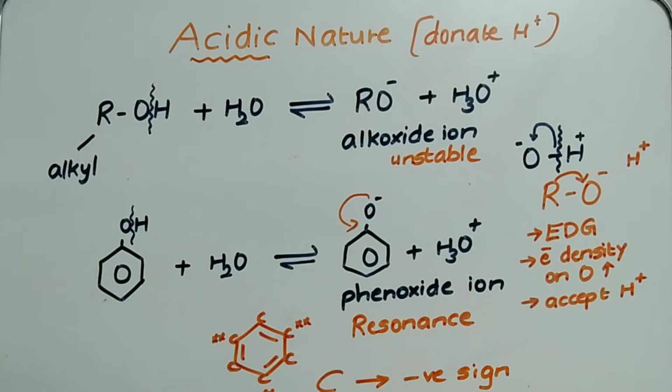Right? So, if we compare the stability over here, alkoxide ion is unstable, but phenoxide ion is stable because it is undergoing resonance. Just make a note of it so that I can move to the next and explain to you about the acids' acidic nature.